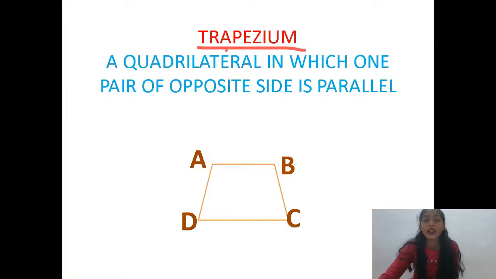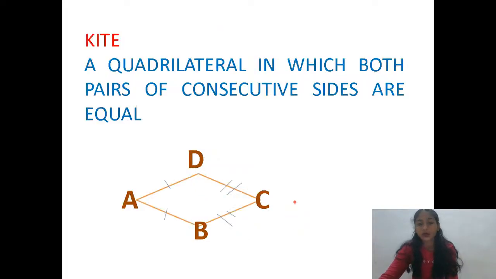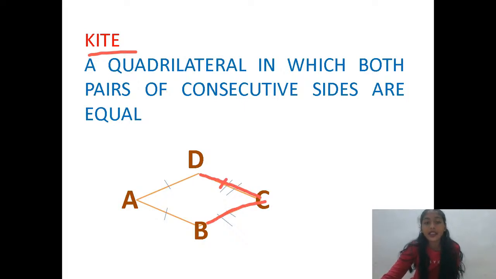Trapezium. A quadrilateral in which one pair of opposite sides is parallel is called a trapezium. In a trapezium, either this side is parallel or this side. Kite. A quadrilateral in which both pairs of consecutive sides are equal. Consecutive side means side by side. Okay. So when these are equal, it is called a kite.